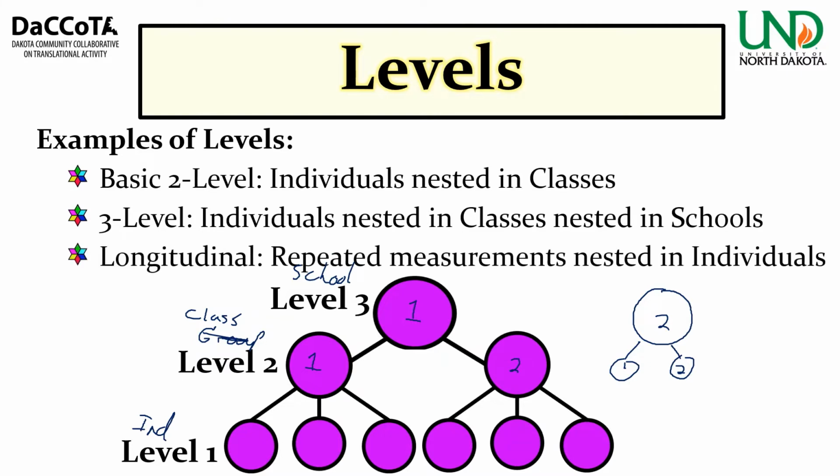Then finally here, just another example of levels in a longitudinal manner. You might have the individual actually at level 2 here. And then the level 1 is going to be repeats across time, like T1, T2, T3, and then level 3 would be groups. In this case here, maybe this would be classes at this point. Or maybe we just call it group. Okay, that is level.